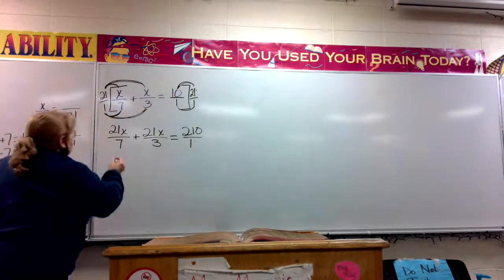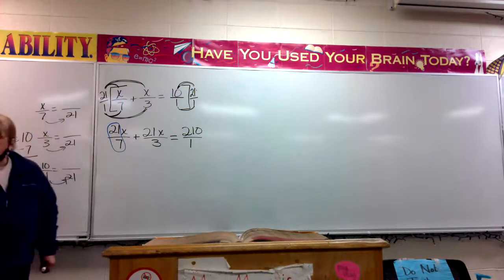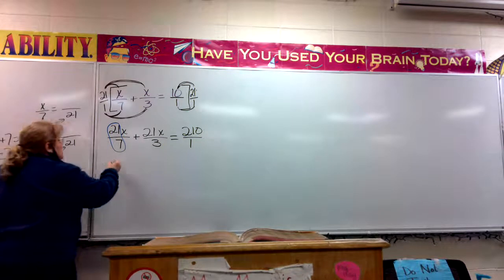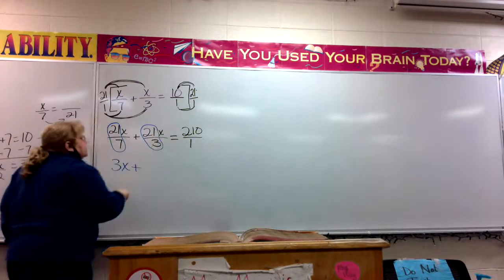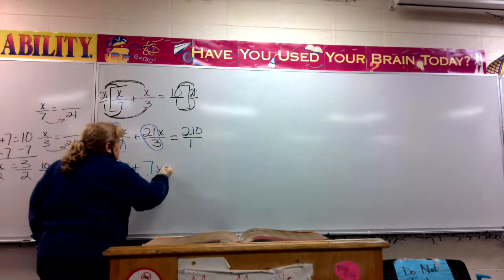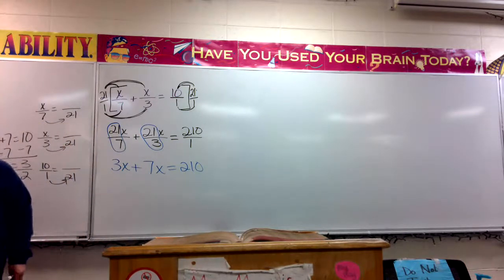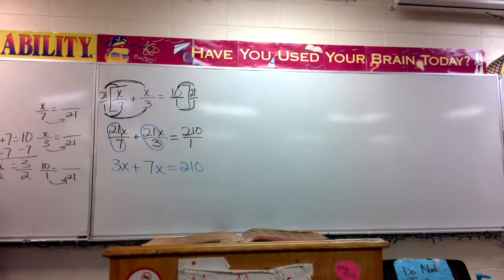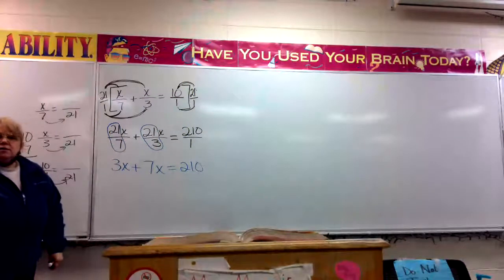But look what happens. If you reduce, what is 21 over 7? Everyone? What's 21 over 7? I heard a 3. And what's 21 over 3? 7. And would you look at that? Now we have an equation with no fractions. And I don't know about you, but I'd much rather do an equation like this with no fractions than that thing up there.